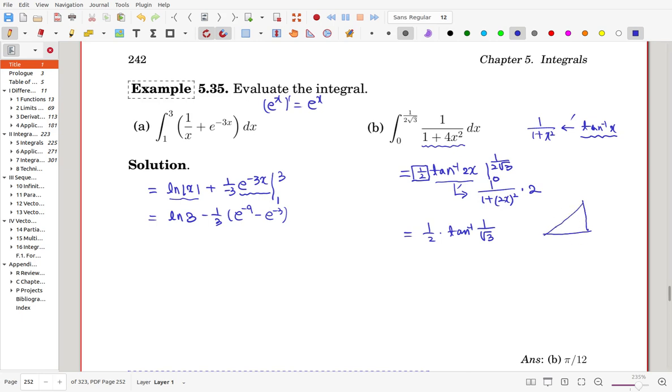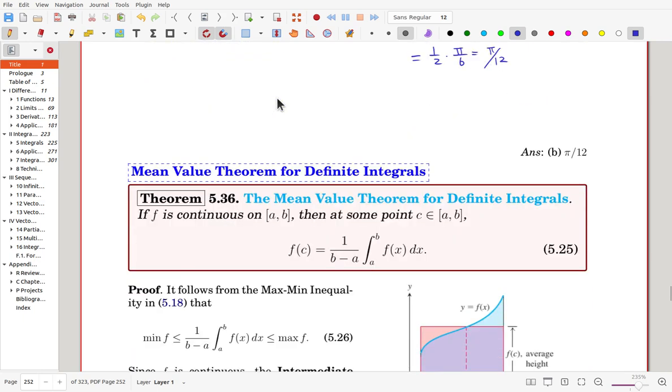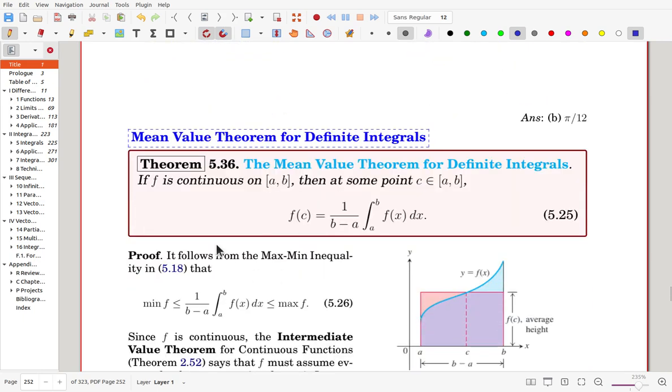We have to find the angle theta whose tangent is 1 over square root of 3. The opposite side is 1, the adjacent is square root of 3, then the hypotenuse will be 2. So the angle theta must be pi over 6. So here, 1/2 times pi over 6 is the same as pi over 12.